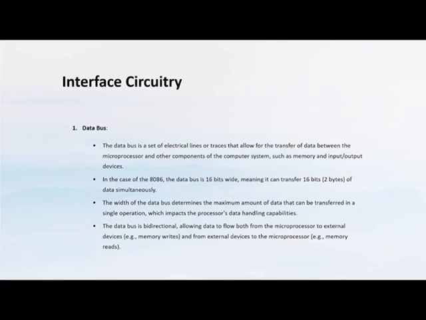Data bus is a set of electrical lines or traces that allows the transfer of data between the microprocessor and the computer system. Address information for an instruction or data being read or written is sent over the bus. It is 16 bits wide, allowing the 8086 to address up to 64 kilobytes of memory. Data bus is used to transfer the data between the microprocessor and memory.